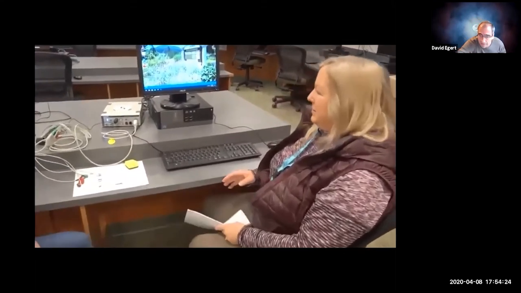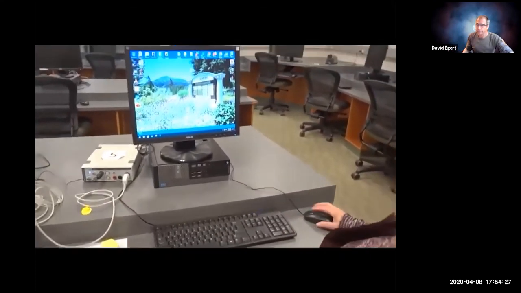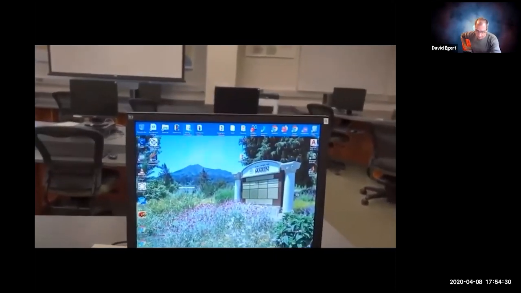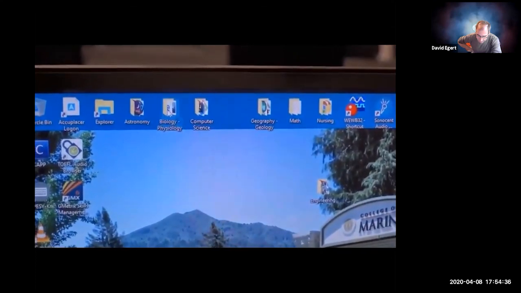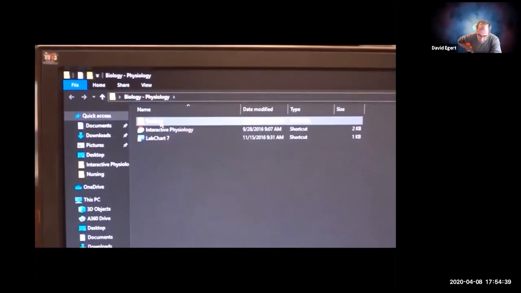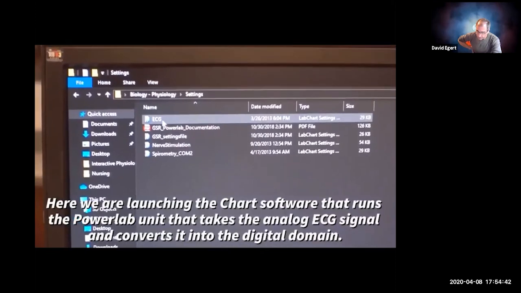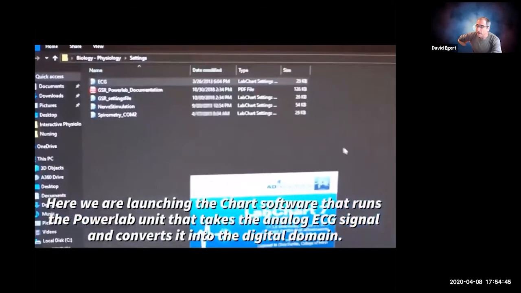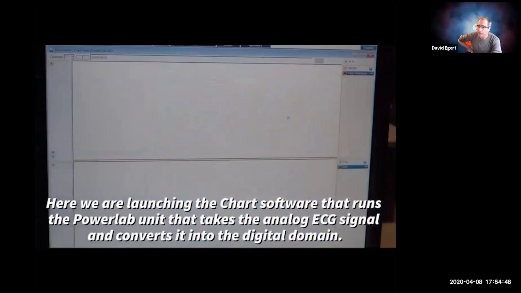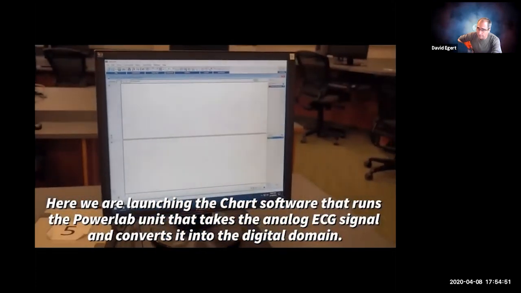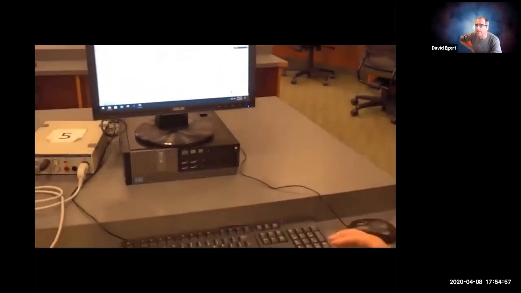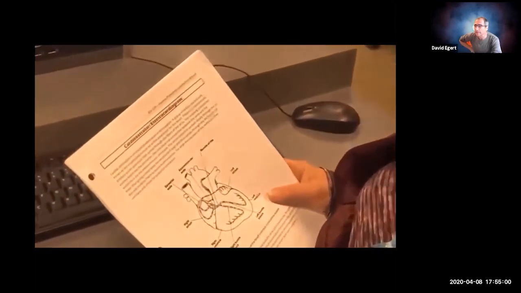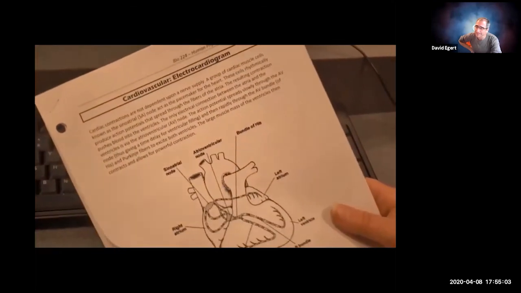All right, so we're going to start connecting things. So maybe the screen. All right, so we have the software that is going to be running the little analog to digital converter. All right, so then we've got LabChart running. And now let's see how we hook people up. Picture of the hookup and the box.